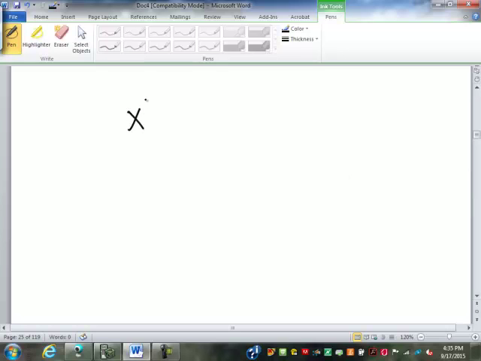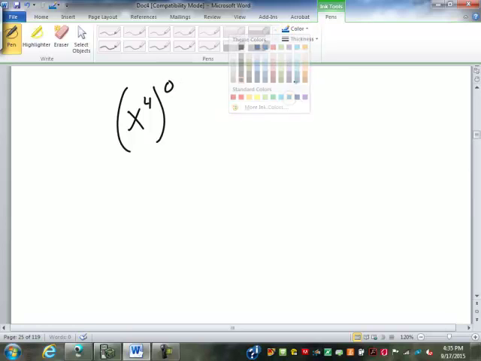Okay. Another thing that came up is something like this: x to the fourth, to the power of 0. What's that going to equal? 0? What's that going to equal? 1. There we go. The reason for that, remember, we went over this a little bit a couple classes ago. Anything to the power of 0 has to be 1.